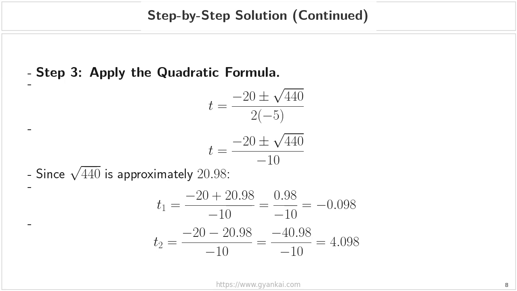Next, let's find our second value, t sub 2. This time, we take -20 and subtract 20.98, which gives us -40.98. Dividing -40.98 by -10 results in +4.098. Keep these 2 values in mind, because in the next slide, we will discuss which of these results actually makes sense in the context of our real-world scenario.